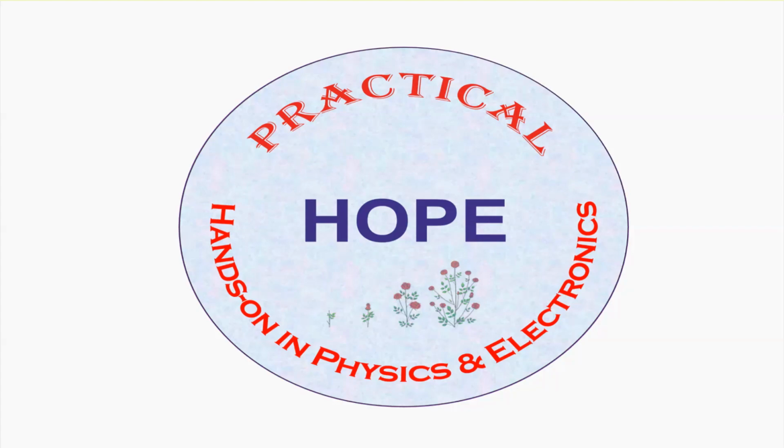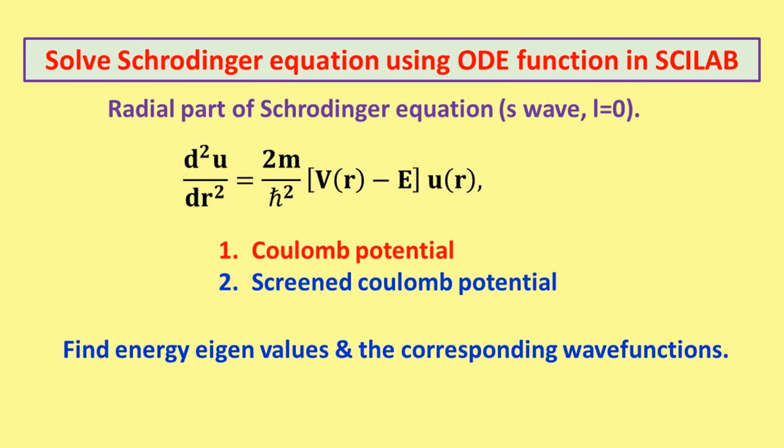In this video we will solve Schrödinger equation for different potentials using ODE function in Scilab. We are going to find the energy eigenvalues and the corresponding wave functions. So first case is of the Coulomb potential.